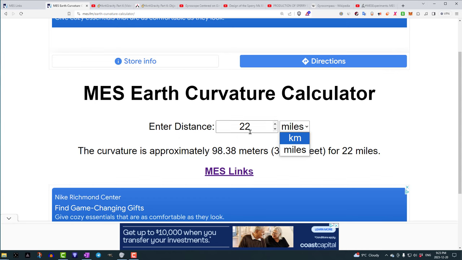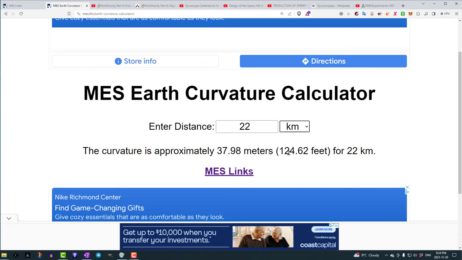If you enter a distance of 22 miles, the curvature is approximately 98.38 meters, or 322 feet. And you can switch to kilometers, and it shows 37 meters, 124 feet for 22 kilometers, and so on. I'll make it look nice maybe later on.